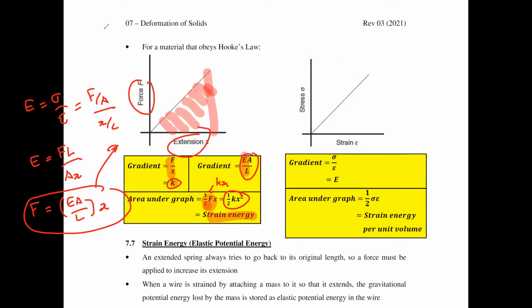Now, what about if you get the stress versus strain graph? It's still obeying Hooke's law too. The gradient is actually stress over strain, which is Young's modulus. Okay, you see the gradient here is the spring constant for force versus extension. The gradient here is equal to Young's modulus for stress versus strain.